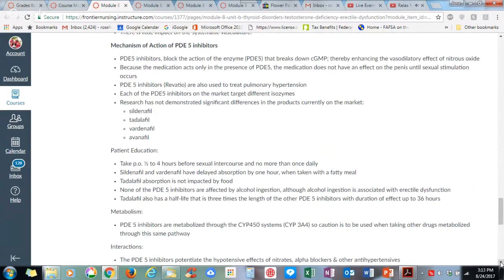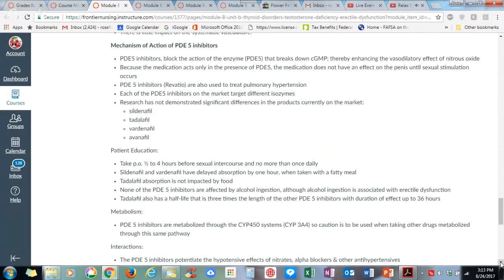Mechanism of action of PDE5 inhibitors. PDE5 inhibitors block the action of the enzyme PDE5 that breaks down GMP, thereby enhancing the vasodilatory effects of nitric oxide. Because the medication acts only in the presence of PDE5, the medication does not have an effect on the penis until sexual stimulation occurs. PDE5 inhibitors, or Revatio, are also used to treat pulmonary hypertension.